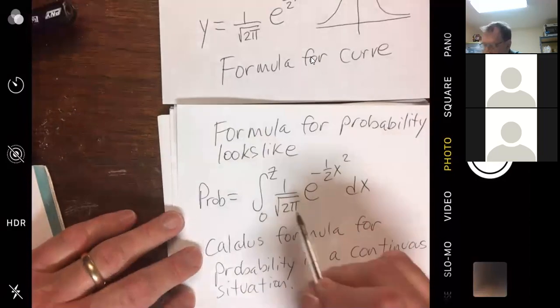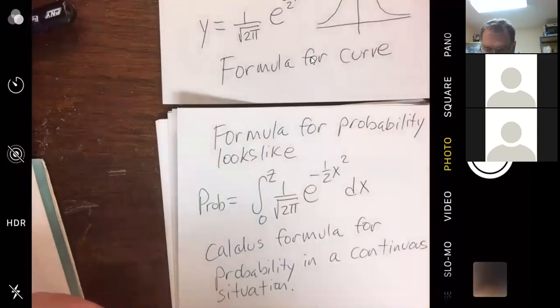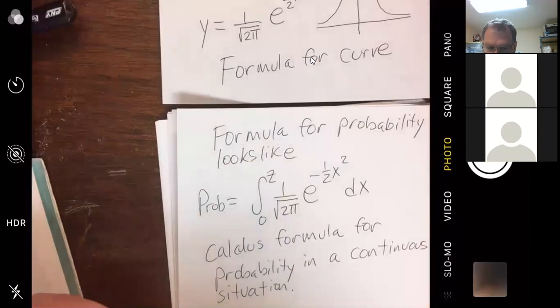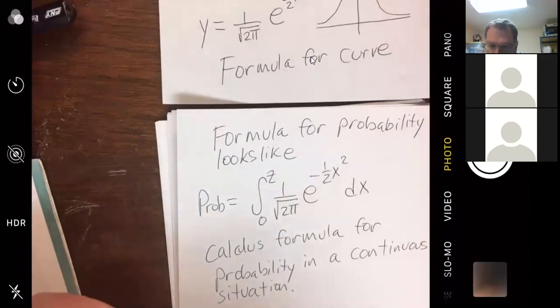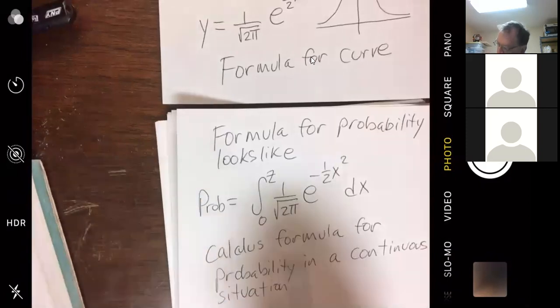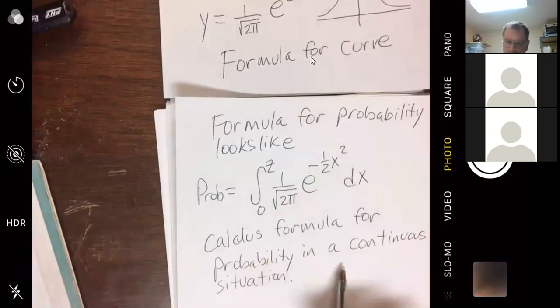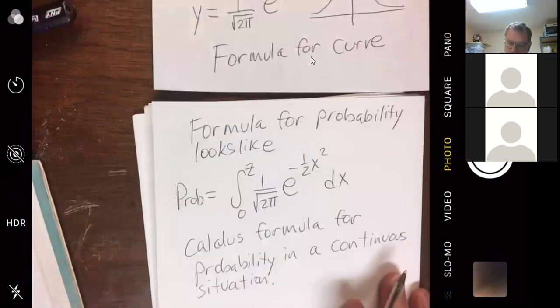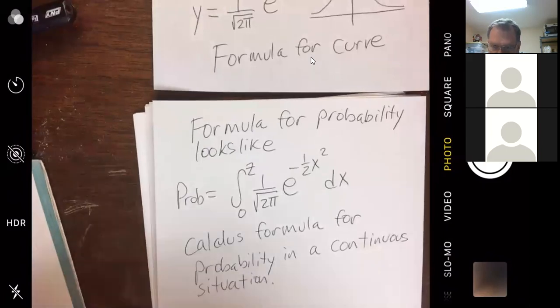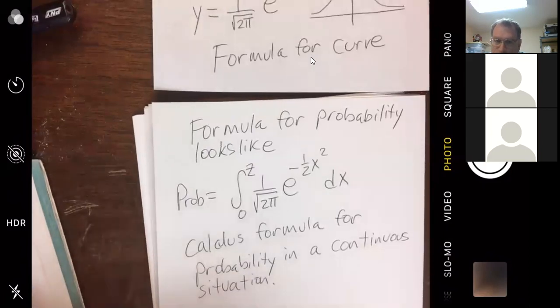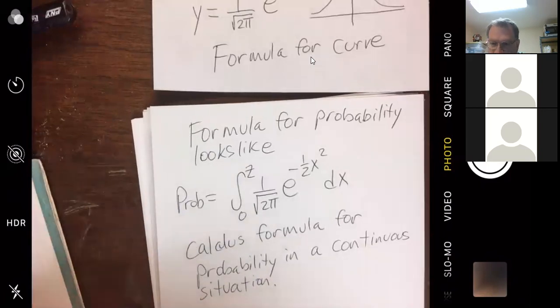This formula, calculus is universal truth. It has been known since the 1600s. And it is the only correct way to find probability in a continuous situation. But we can't use calculus. People haven't had it. So how are we going to get around it?